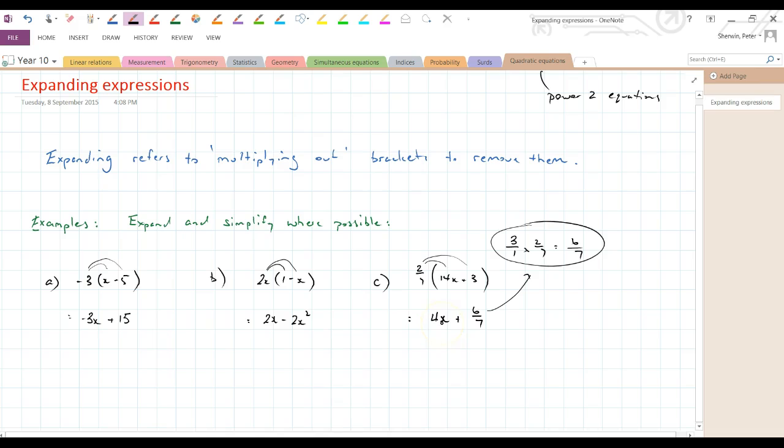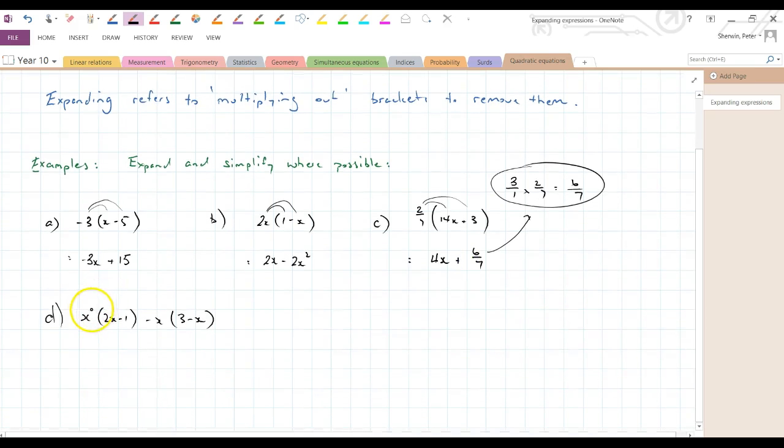And I've just explained the 4x. Okay, go to part D, and this one's a double bracket expansion, so x by 2x minus 1 minus x by 3 minus x. So we've got a double set of brackets to expand. Lots of practice for us. x times 2x, 2x squared. If you haven't done this question yet, pause me please right now and do it.